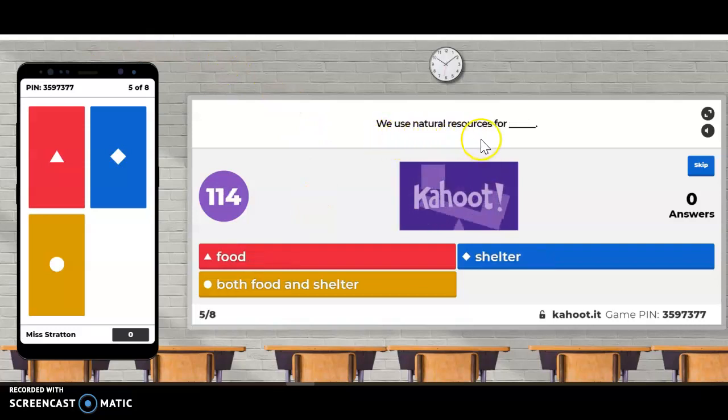We use natural resources for food for the triangle in red. We use natural resources for shelter for the diamond in blue. Or we use natural resources for both food and shelter for the circle in yellow.